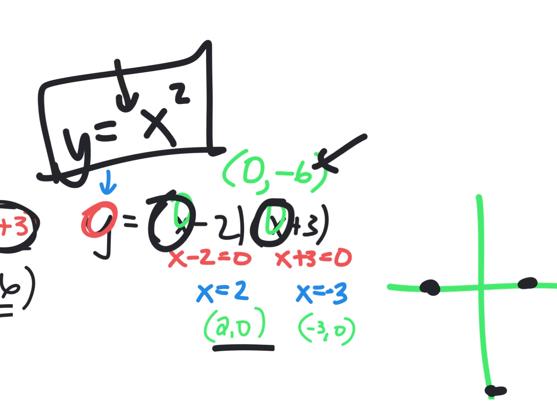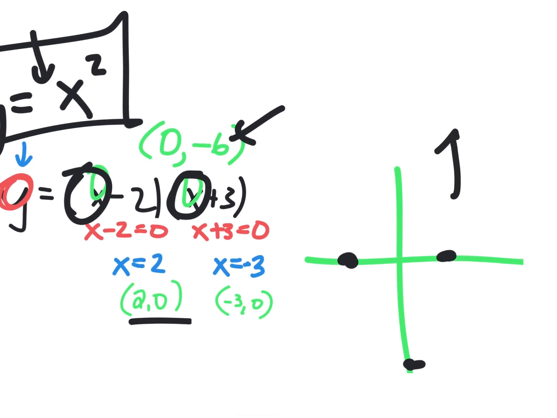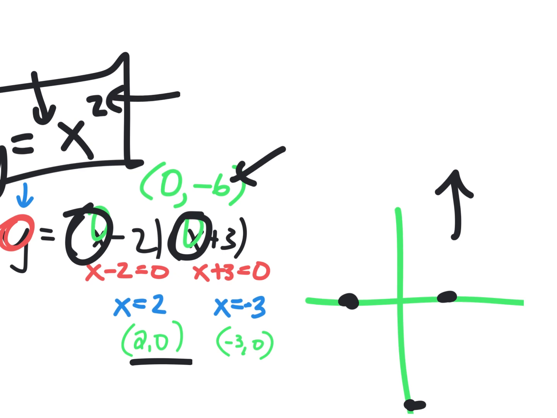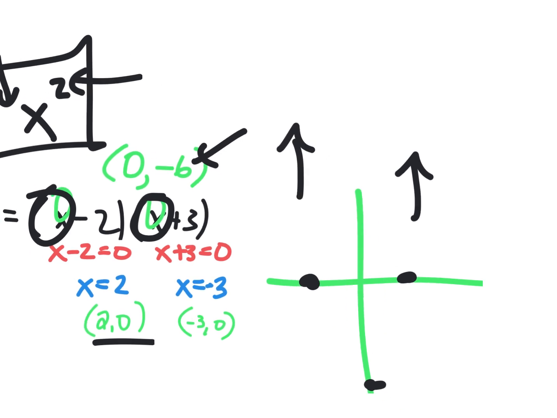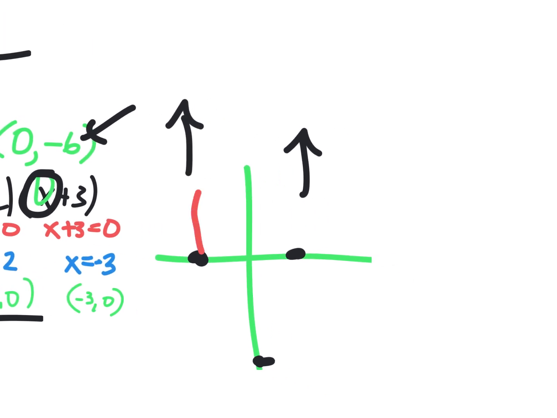Since it's positive, it's going up on the right. And since it's even, it's going up on both ends. And now if you can't figure out how to draw this, I don't know how to help you. It's pretty obvious at that point. It has to go through all the dots. It has to be going up on both ends. That makes sense to you?